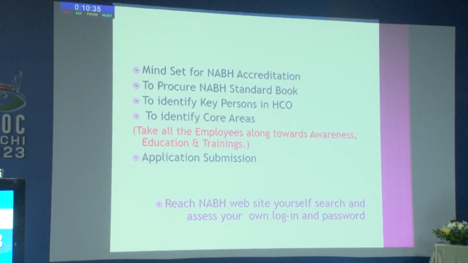Procure the NABH assessment book, as Dr. Gagan has already shared with you. Identify key persons in your own institution who are going to look into this, identify core areas where we need to work on, and take all employees along, because everybody has to be involved in one or the other part of the working of the hospital, otherwise it's going to get us an NC anywhere. Then you submit the application, reach the NABH website yourself, and create your own login and password so that it's with you only, and as and when you need, you can go into that.